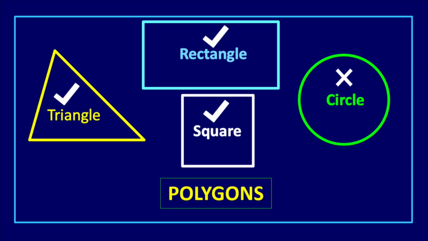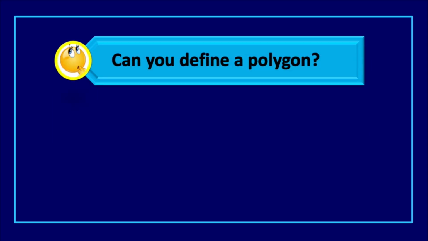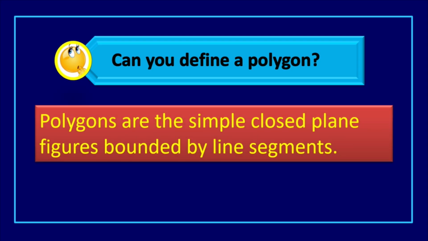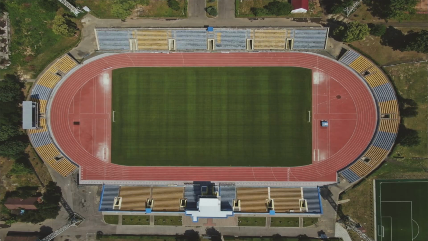Now let's see what a polygon is, children. Can you define a polygon now? Polygons are simple closed plane figures bounded by line segments. So that's why circle is not a polygon, children. Got it?